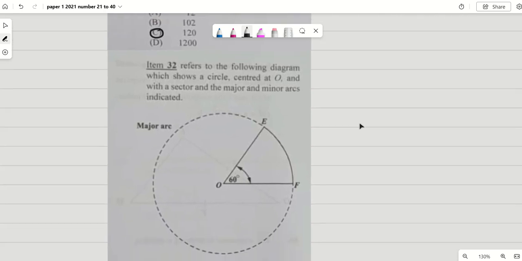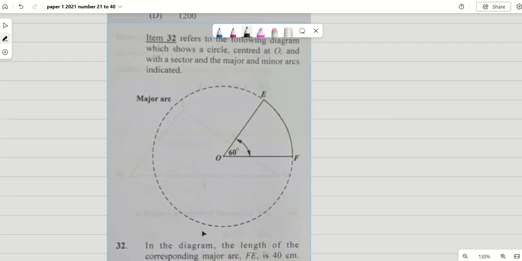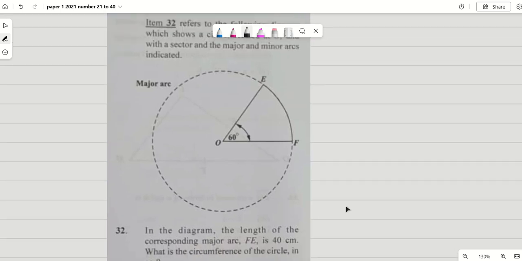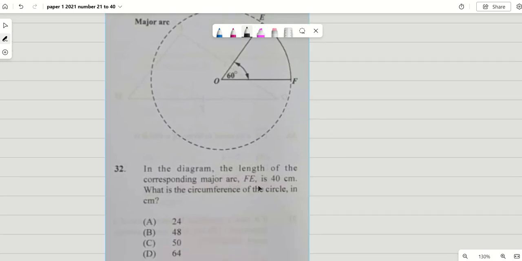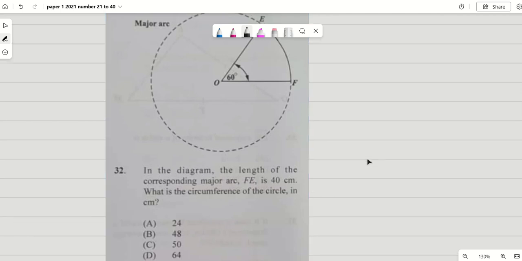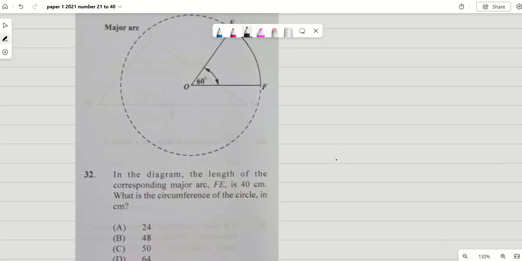Item 32 refers to the following diagram which shows a circle centered at O with sectors, a major and a minor. The major arc would be the total, the bigger one. The minor arc is the small one. In the diagram, the length of the corresponding major arc FE is 40 centimeters. What is the circumference of the circle in centimeters? So first off, we have degrees here. How much is the entire circle in degrees, guys? An entire circle. Very good.